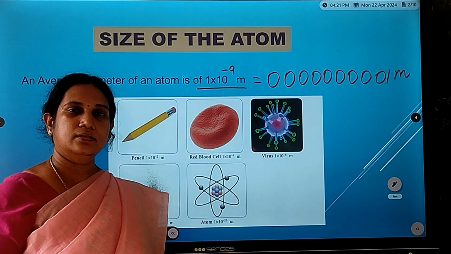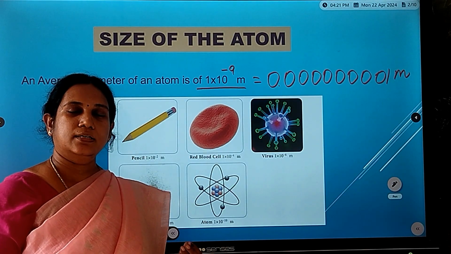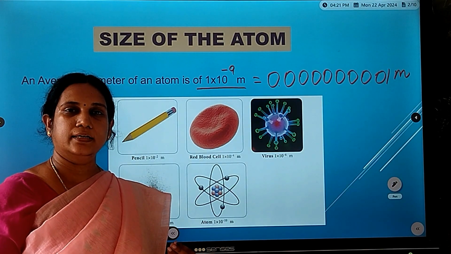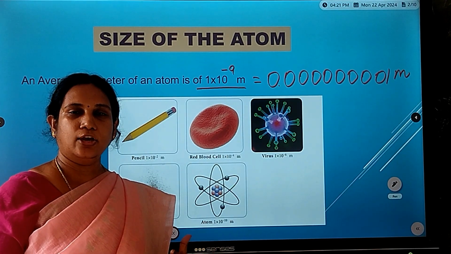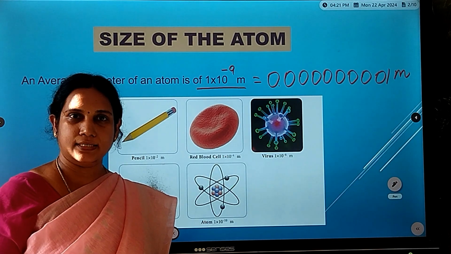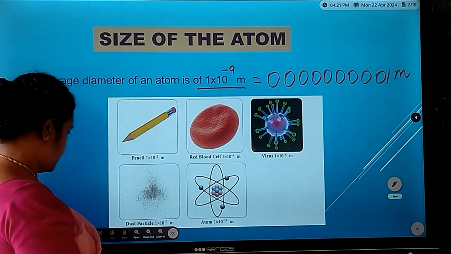So imagine children the size of the atom. It is a very small particle and it can be seen only through a powerful electron microscope. It cannot be seen with your naked eyes. Can you understand children?